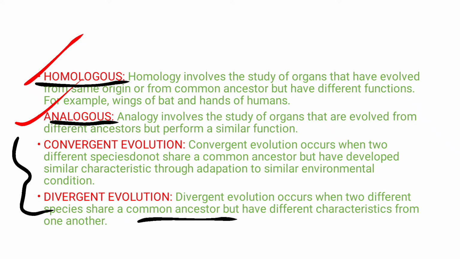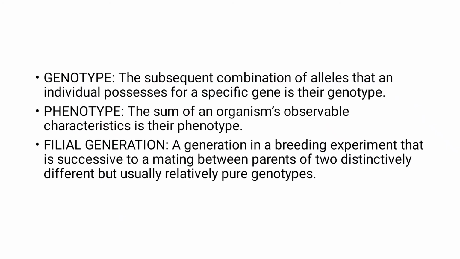Now moving further, the next definition is: what is genotype? It is asked rarely, but it is asked. As I have told in my video before, I have explained what genotype is. So genotype is the combination of alleles that an individual possesses. What is it? It is a combination of alleles.